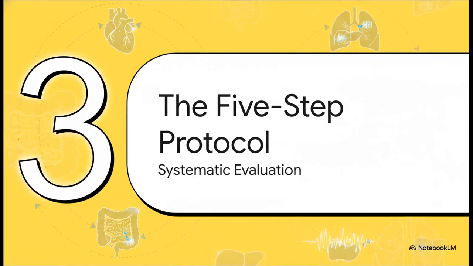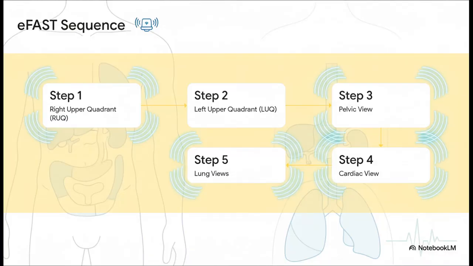Which brings us to section 3, the 5-step protocol. This is the core action right here. The protocol builds a clinical checklist across 5 distinct anatomical zones. The goal is maximum efficiency, doing the exam the exact same way every single time so nothing slips through the cracks. Let's break down each step.